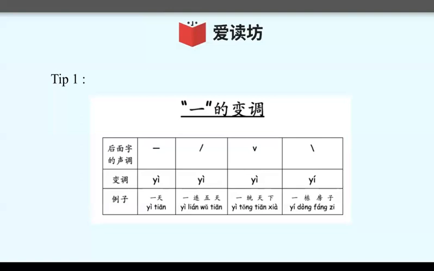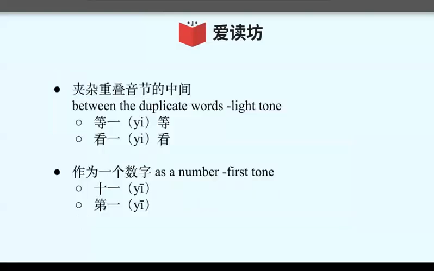If the word after 一 is fourth tone, you must change into second tone. For example, 一栋房子. If 一 is between two of the same word, 一 must be neutral tone. So 等一等, 看一看, you need to maintain the original first tone. So the original tone of 一 is actually the first tone. If 一 plays the role as a number, like 一一, you need to maintain the first tone.